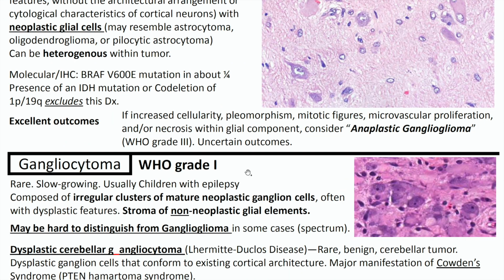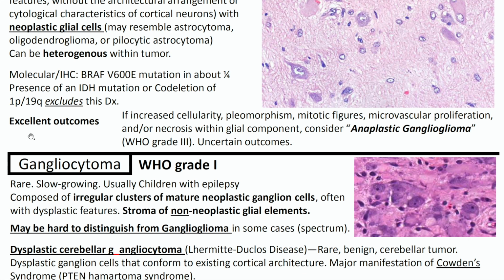Alright, gangliocytoma, WHO grade 1. This is rare, slow growing, and usually in children with epilepsy. So that seems to be a theme, right? So younger patients presenting with epilepsy or seizures, there's various brain tumors that can cause that. Composed of irregular clusters of mature neoplastic ganglion cells, often with dysplastic features, and the stroma of non-neoplastic glial elements. These may be hard to distinguish from a ganglioglioma in some cases. They exist on a spectrum.